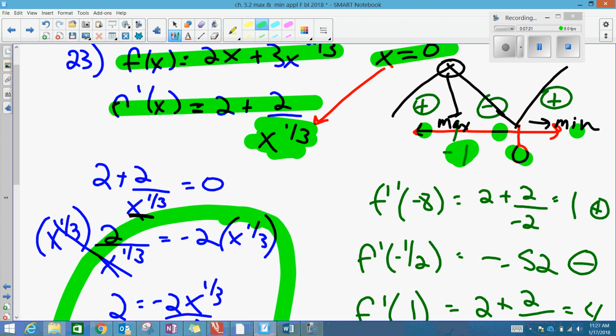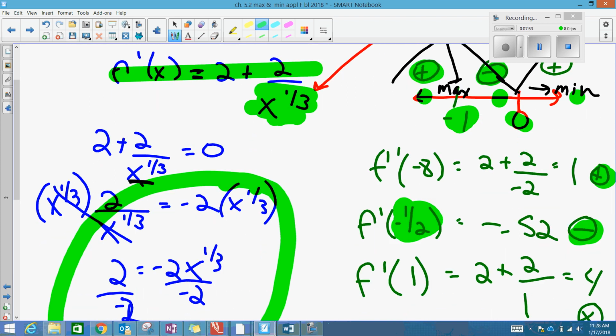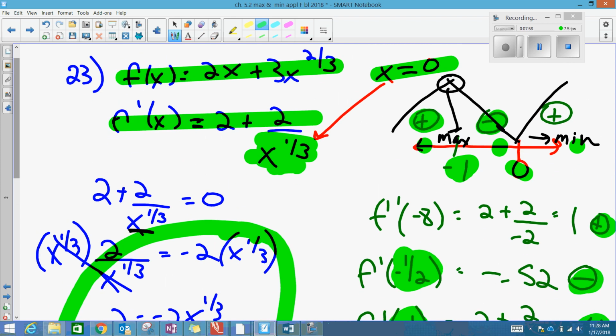We plug in negative 8 for this first interval, and again, I chose negative 8 because I knew I was going to have to take a cube root of a number, and negative 8 is a perfect cube. So I plugged it in, I found it's positive. So it's increasing on the interval from negative infinity to negative 1. Between negative 1 and 0, I chose negative 1/2. I plugged that in on my calculator, and I got negative 5.2. So it's decreasing on that interval. I plugged in 1 for the third interval, and I found that equals positive 4, so it's increasing.